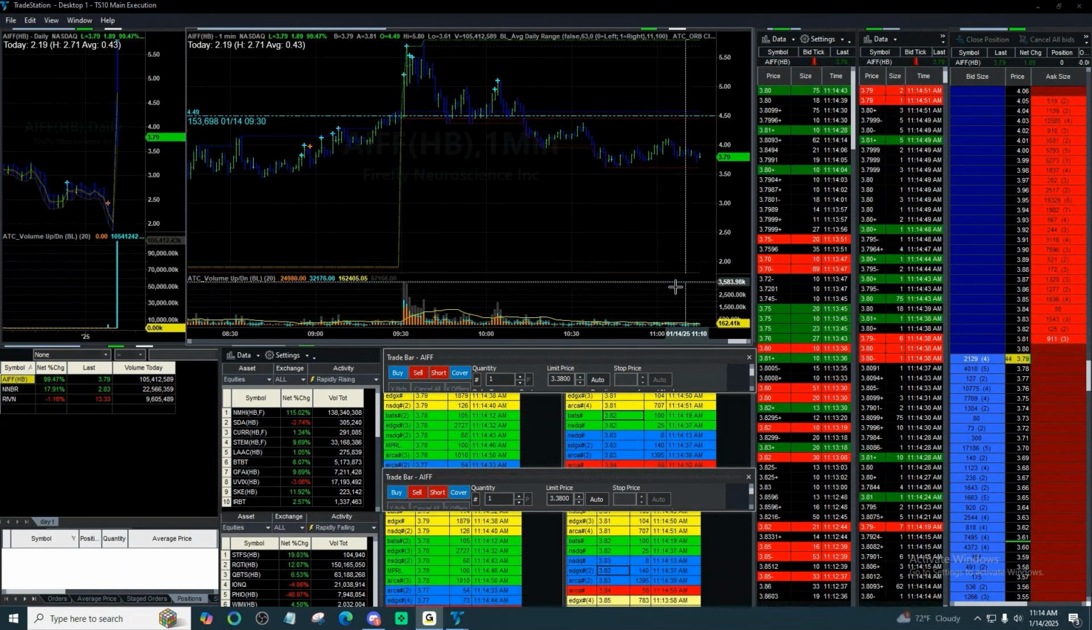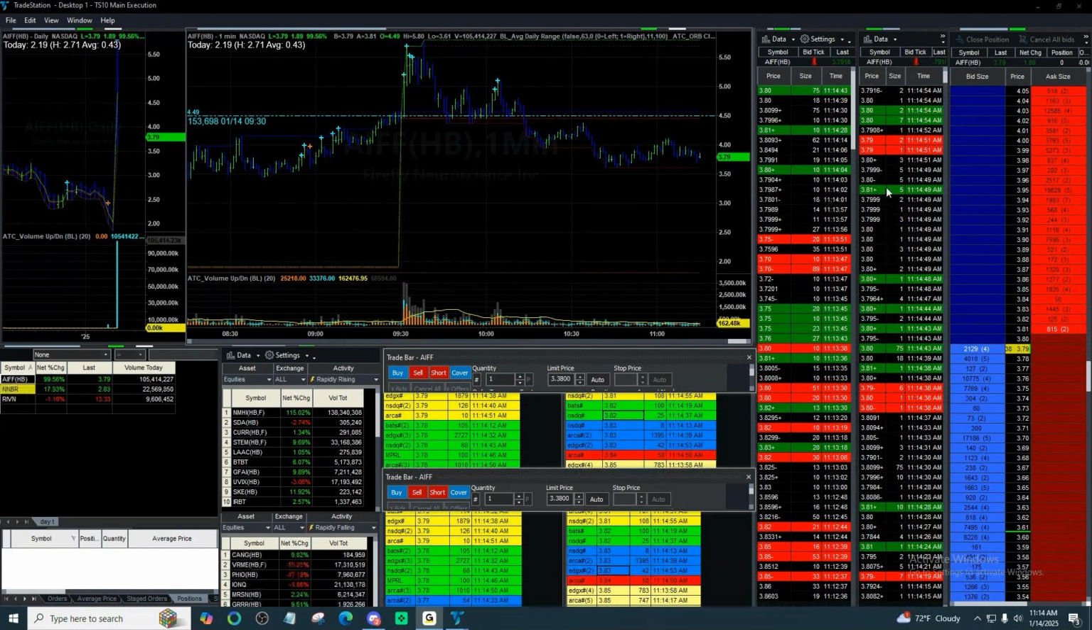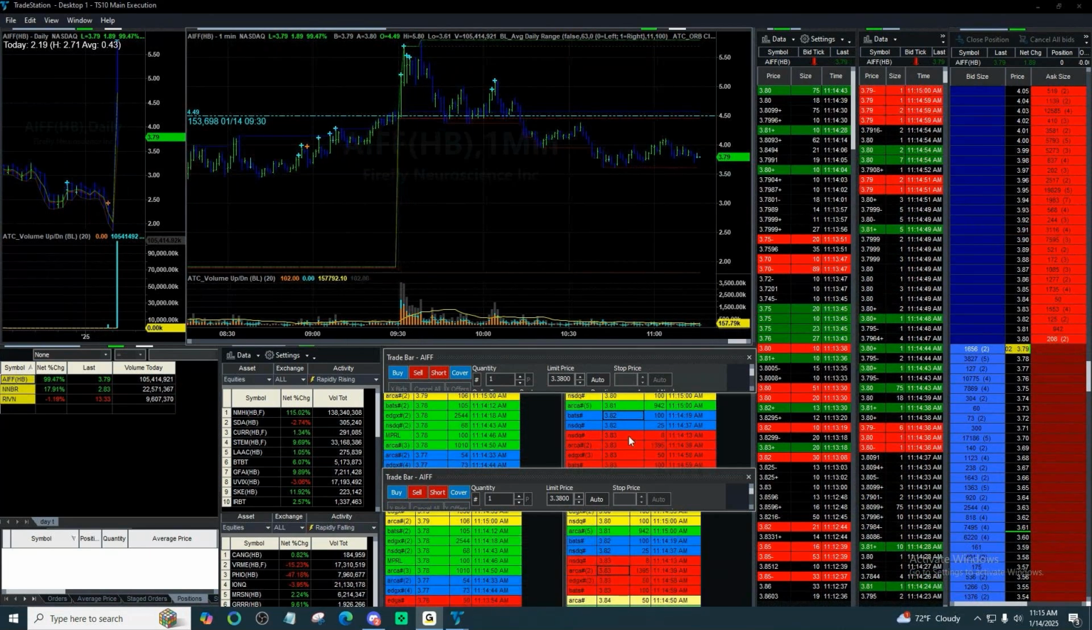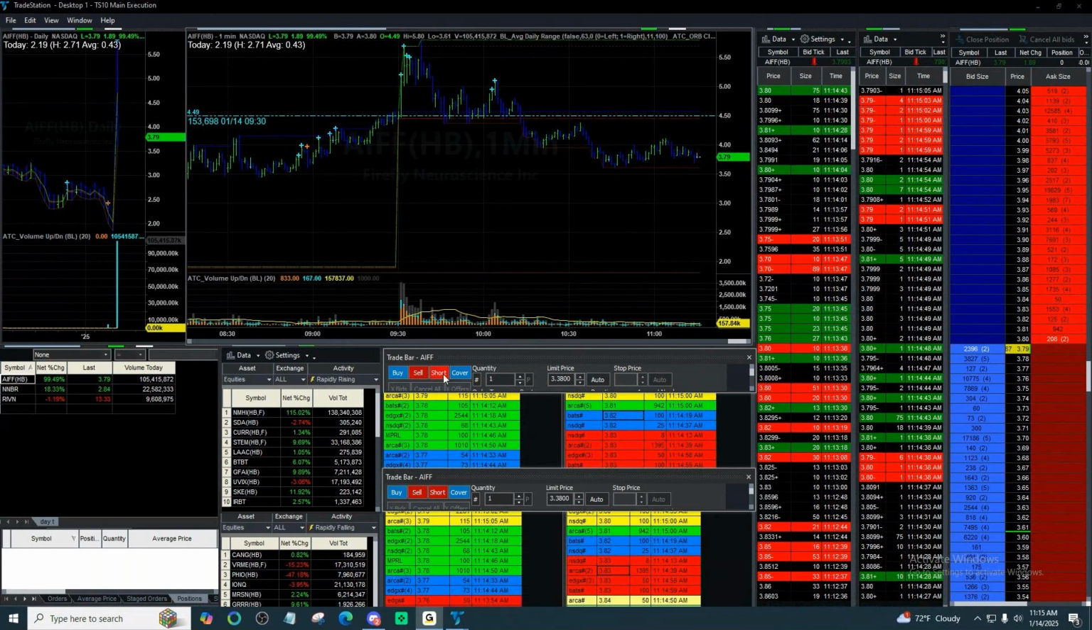So once you have that account, this is what you'll be seeing. Daily chart, minute chart, time and sales. This is a matrix with your orders. And if you're looking right here at the bottom, this is how I execute when I'm buying. So you can see buy, sell, short, cover.